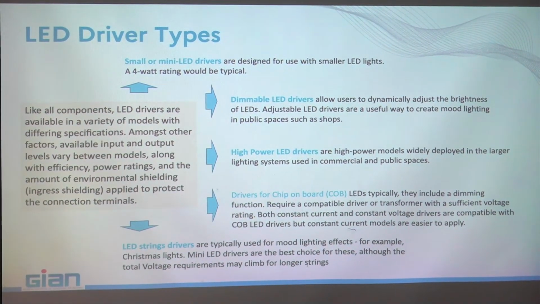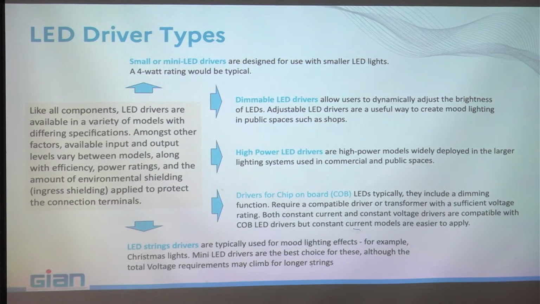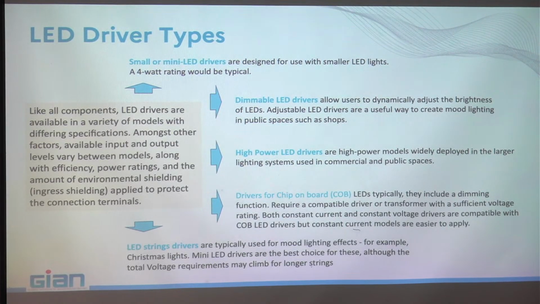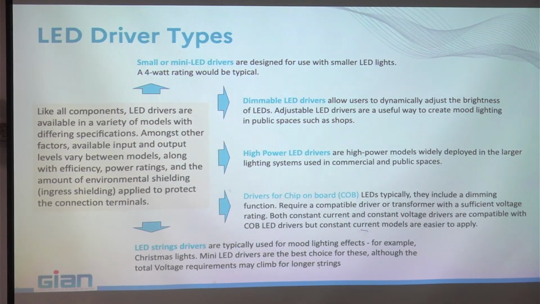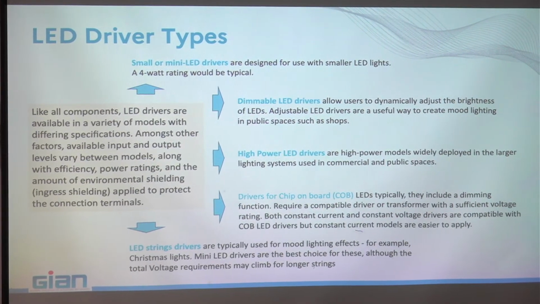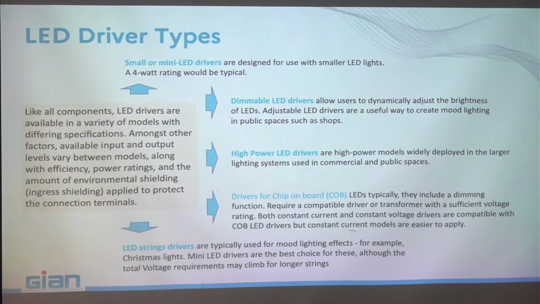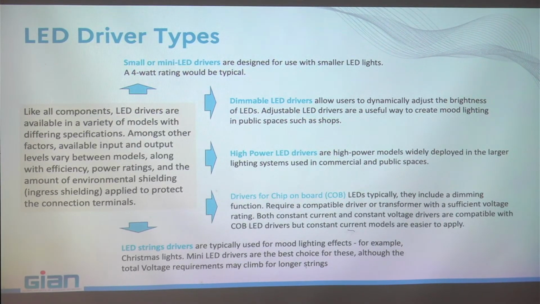They are usually deployed in large lighting systems inside buildings or mainly in the cities. You have a driver for chip on board configurations that may include or not a dimming function, and they have to be compatible with the different constraints imposed by COB LEDs.